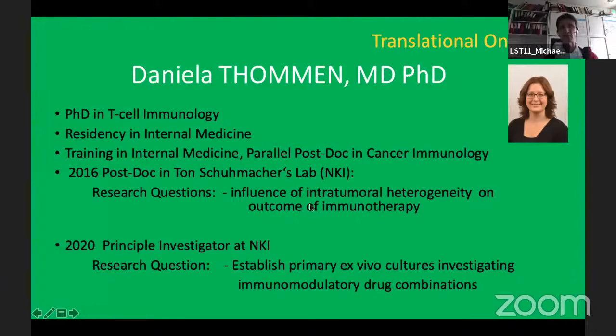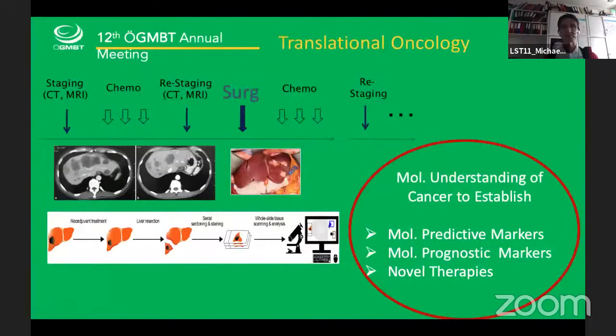That's why she got involved in the heterogeneity of T cells and the outcome of tumor immunity, publishing this Nature Medicine paper. And since 2020, she's a principal investigator at the National Cancer Institute in Amsterdam in Holland. Her main question is really establishing primary ex vivo cultures, investigating immunomodulatory drug combinations.